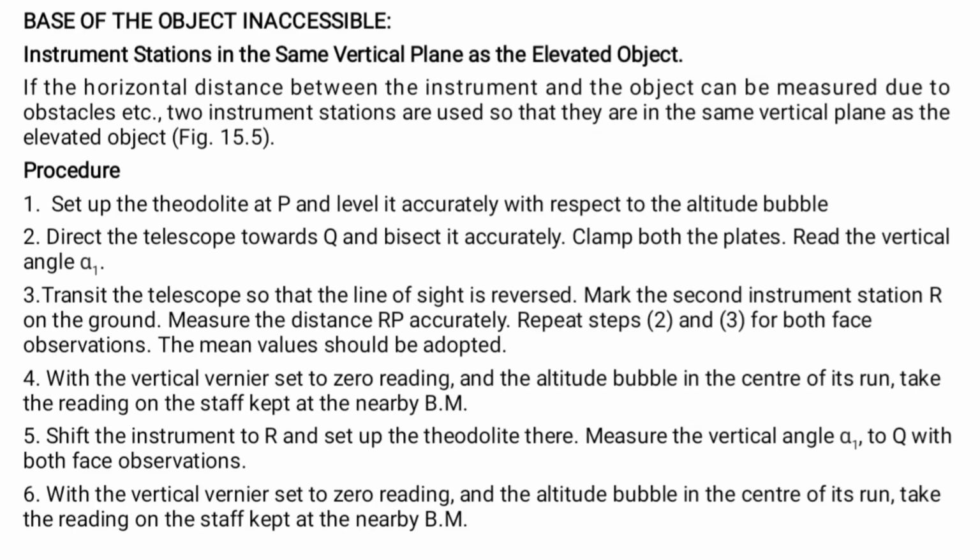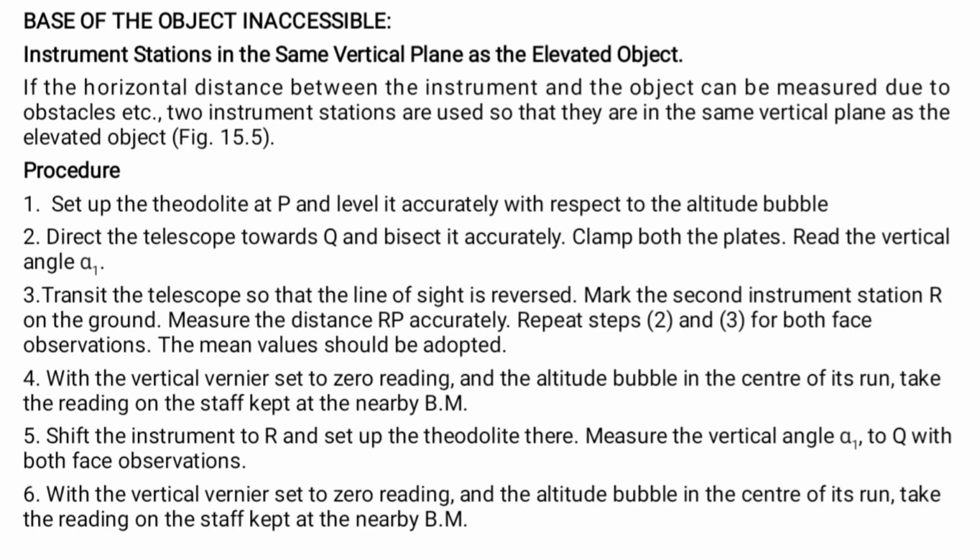Base of the object inaccessible. Set up the theodolite at P and level it accurately with respect to the altitude bubble. Direct the telescope towards Q and bisect it accurately. Clamp both the plates and read the vertical angle. Transit the theodolite so that the line of sight is reversed. With the vertical vernier set to zero reading and the altitude bubble in the center of its run, take the reading on the staff kept at the nearby benchmark.